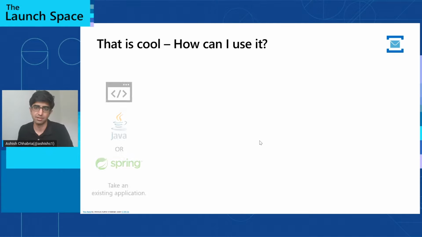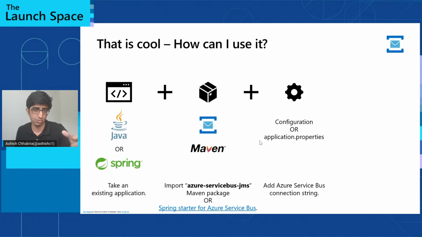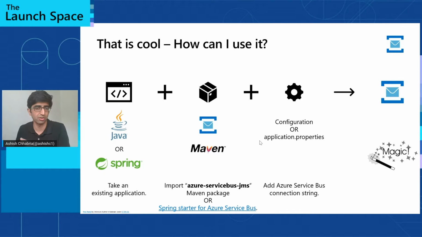To that effect, all you need to do is bring in your existing Java or Spring application and plug in the appropriate dependency. That's a Maven package, the Azure Service Bus JMS, which we have shipped, which is built on top of the Qpid client itself. Or you use the Spring starter that we have for Azure Service Bus. With the last piece, you plug in the configuration parameters, either in the configuration file or through the Spring application.properties, and then it works. It can connect to Service Bus like magic.